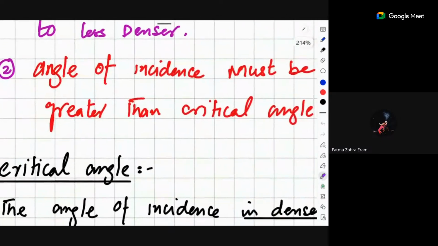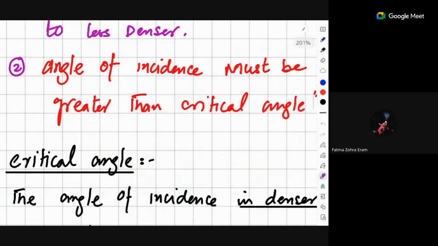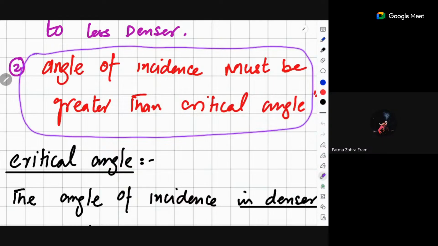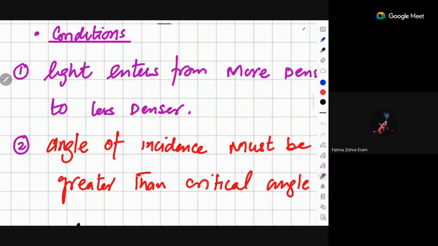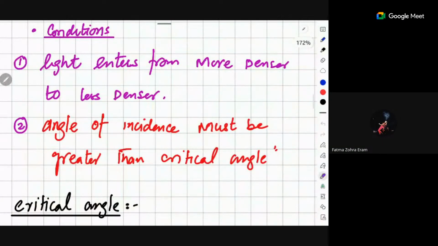Second condition is the angle of incidence must be greater than critical angle. I will talk about critical angle in detail, but the situation is once the angle of incidence is greater than critical angle, then light would undergo total internal reflection. अब आप देखो दो conditions हो गई. Condition number one, that light must travel from more denser to less denser. If it is not happening, total internal reflection will not take place. And second thing, angle of incidence must be greater than critical angle.